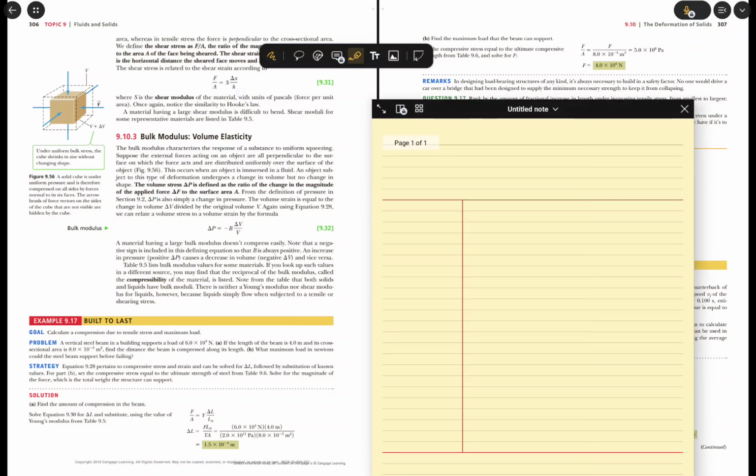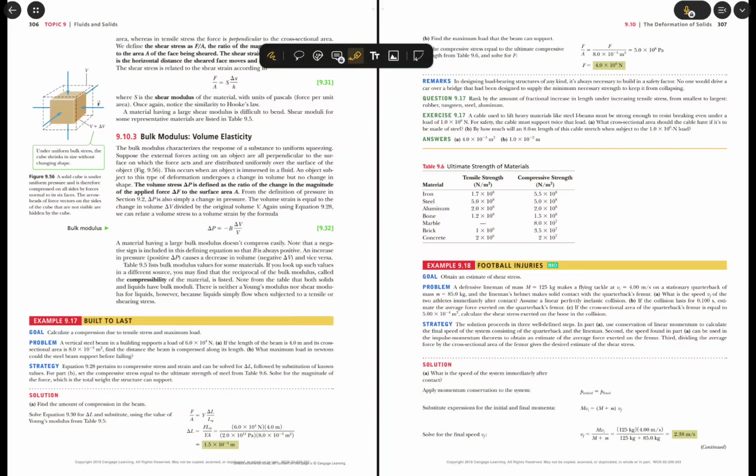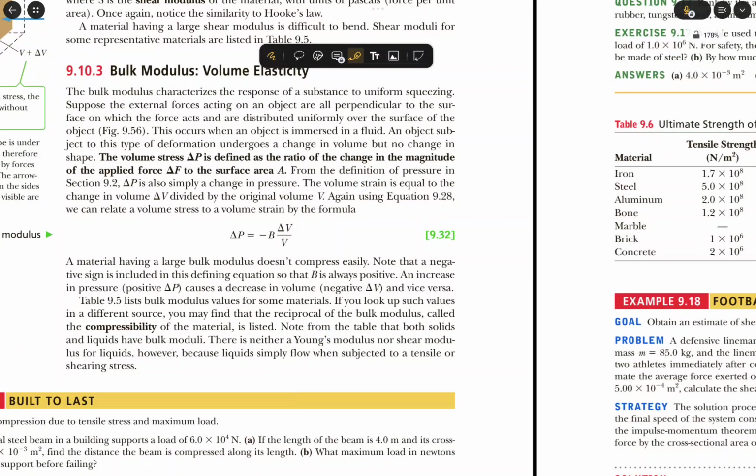It was meter divided by meter. And you would have seen as well for the last one, volume elasticity, it was the same quotient, delta V over V, and this V is actually V naught, the original volume altogether.